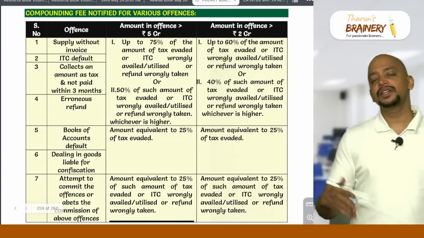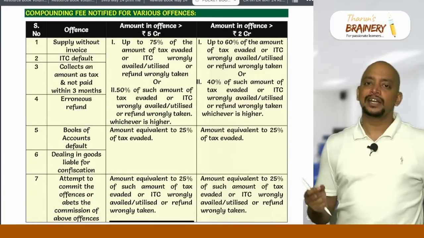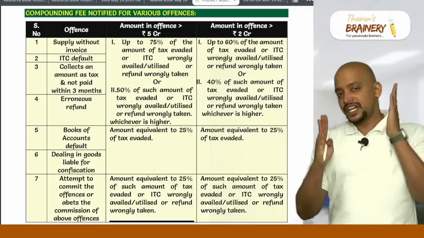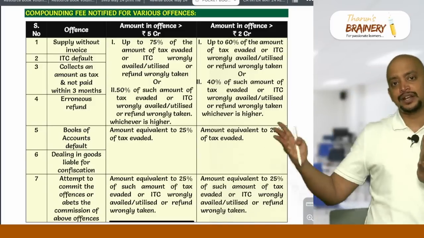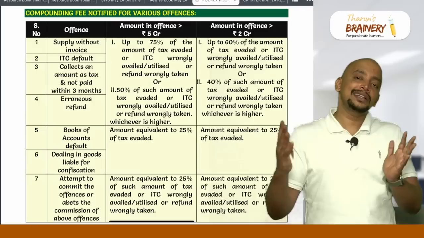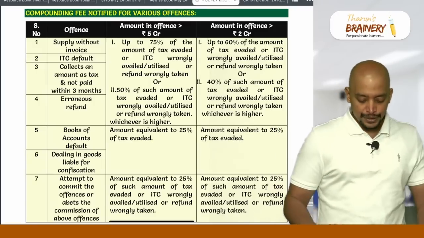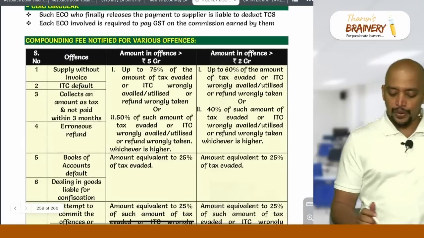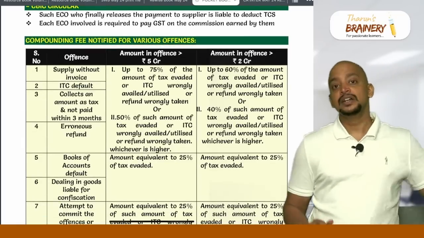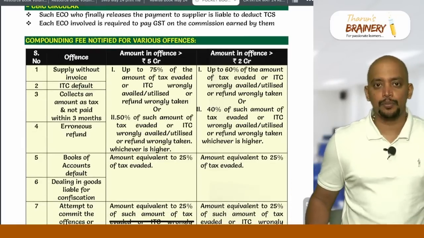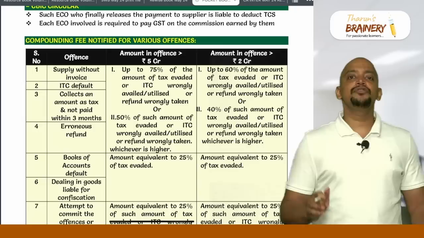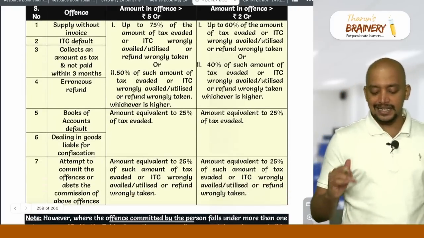For the compounding fee they have notified some extra amounts within the 25% to 100% range, because 25 to 100 is a big range. So, in that they have created some provisions. You can see here the compounding fee notified for various offences. So what are the offences that lead to compounding? First, imprisonment we will see. If you see imprisonment, that is ICE bid, okay.